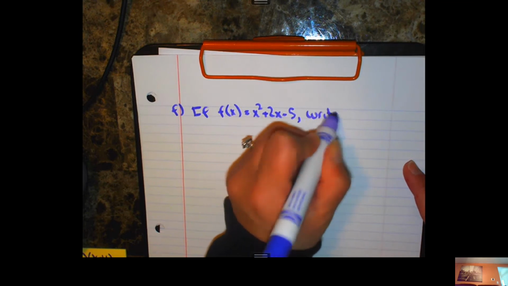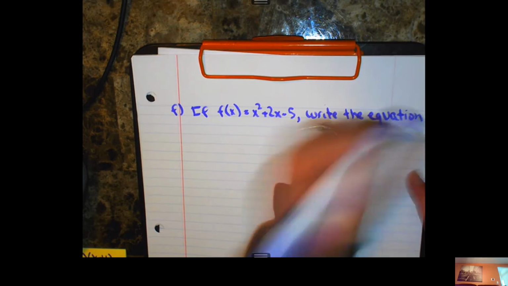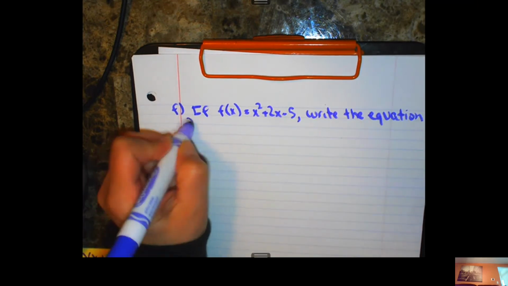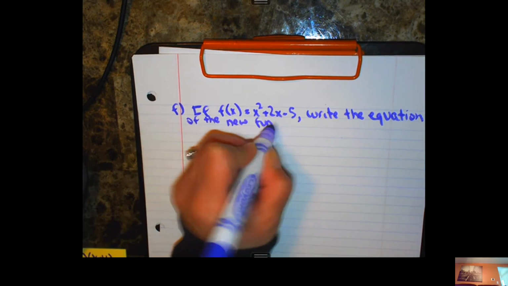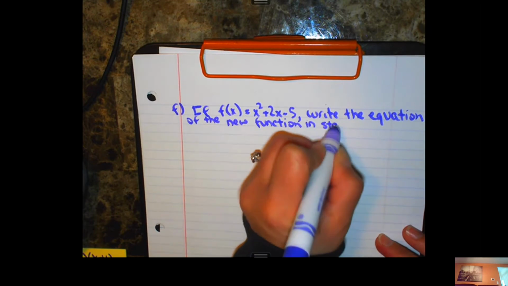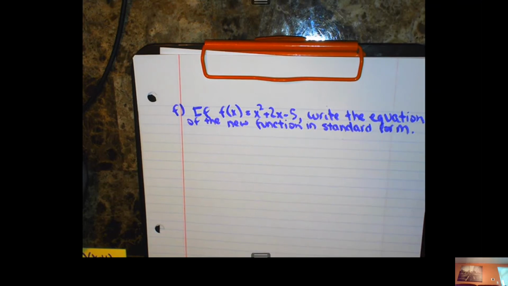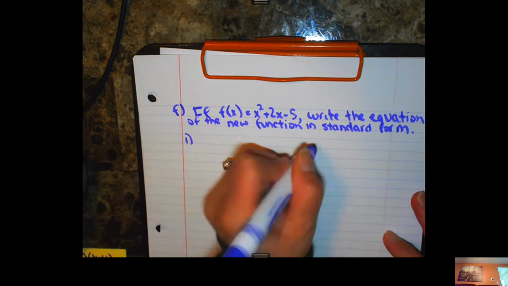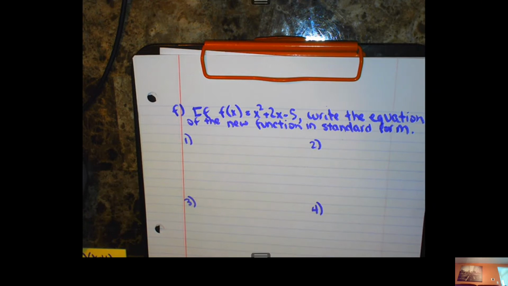Write the equation of the new function, and I'm going to write in standard form, because we're going to specifically get rid of all the parentheses. So I have 4 examples here. So I'm going to have example 1, 2, leave some space, 3, and 4. We are going to be shifting it left, right, up, and down.